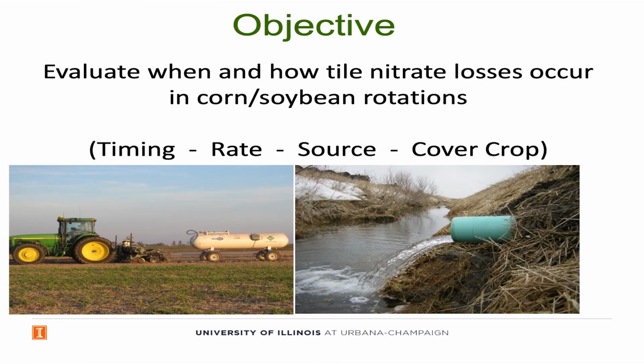So the objective of this NREC study is to evaluate when and how tile nitrate losses occur in corn and soybean rotations. Well, we've got 5 years of data now, so I've got a good idea of when nitrate loss occurs to tiles, and I think I can shed some light on how. And some of our treatments will work with the timing of N application. We have a reduced rate as well. There's different sources because of the difference in timing. And then we have one treatment where we have a cover crop.